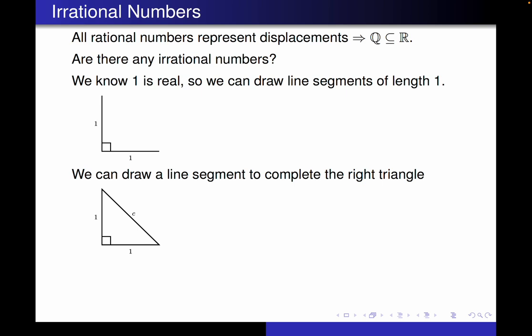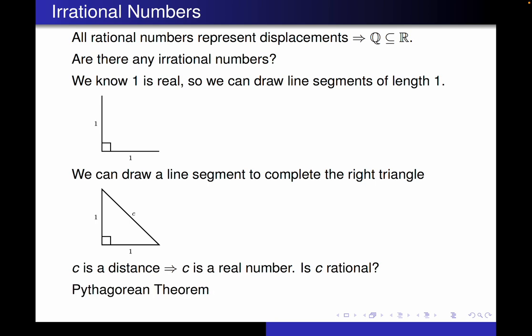Now, that is a distance of a line. That's a displacement. That's a real number. So c is a distance, which makes it a real number. The question is, is c rational? Well, we know how the Pythagorean theorem works. It gives us c squared equals 1 squared plus 1 squared, so c equals the square root of 2, right? So really the question that we're asking is, is the square root of 2 a rational number? We already know that it's a real number. Is it rational?